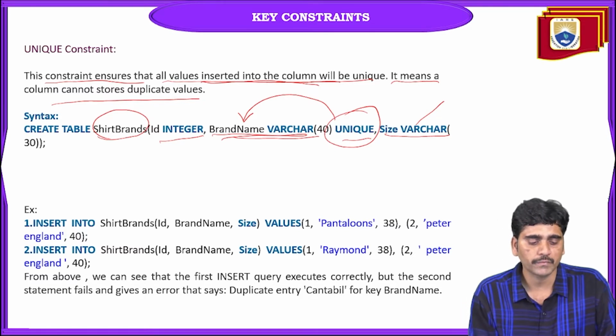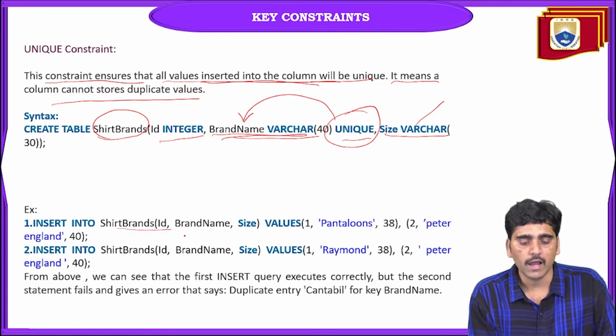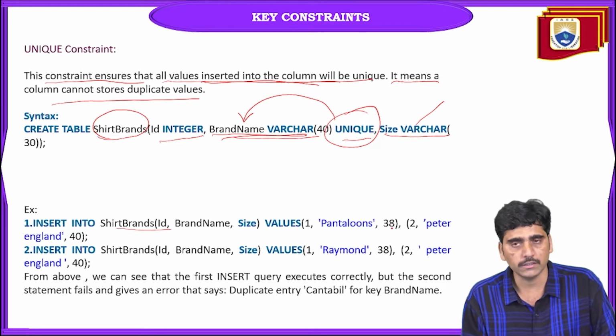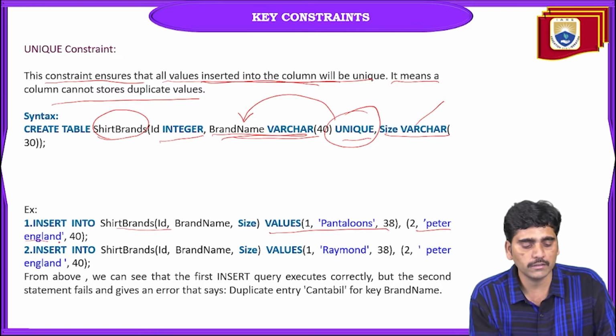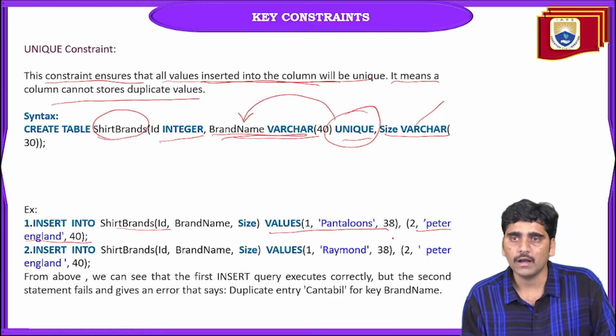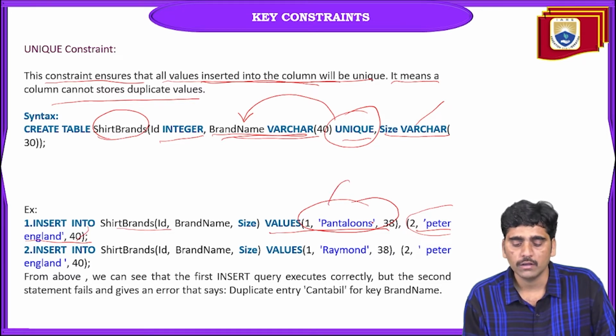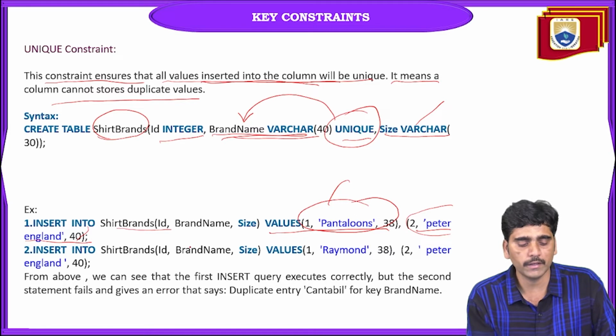So see here the example. Insert into shirt brands ID, brand name, size, values 1, Pantaloons, 38. You can insert multiple values this way, separating with a comma. This is one row and this is the second row. So one row has 1, Pantaloons, 38, and the second one is 2, Peter England, 40. Right. Similarly, you can insert one more.